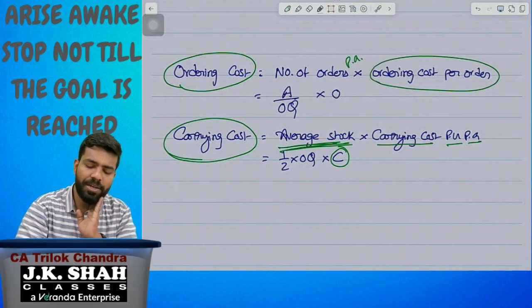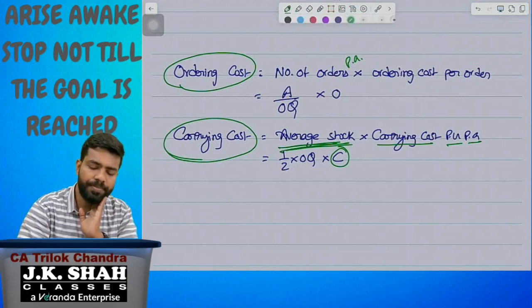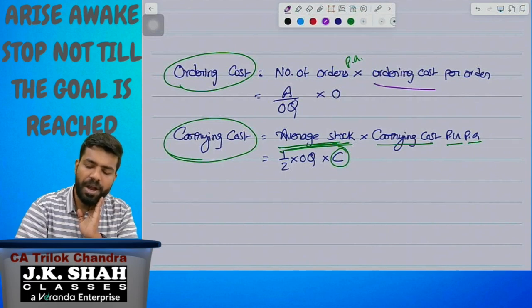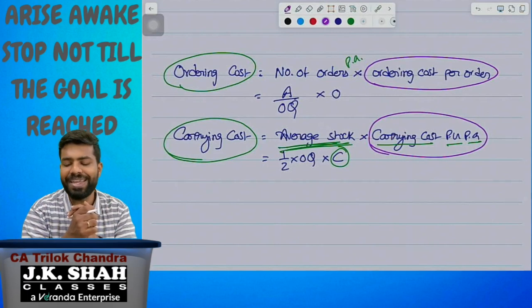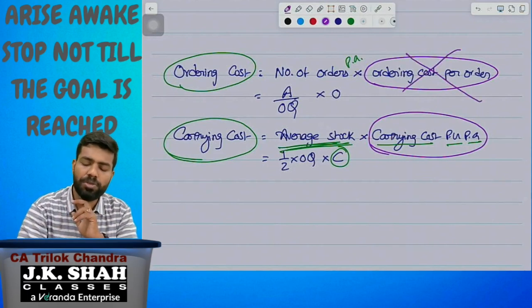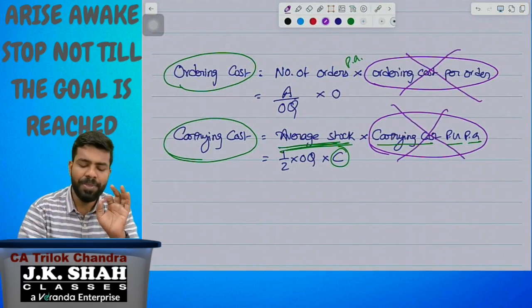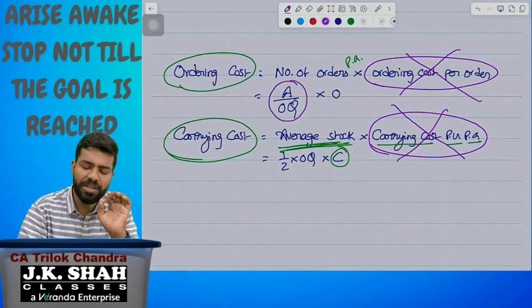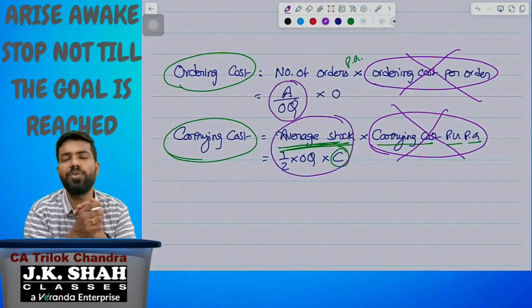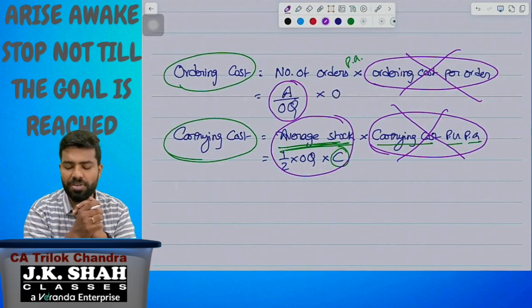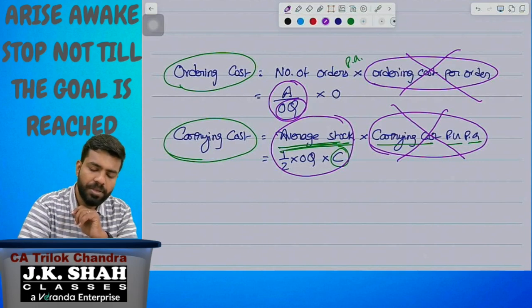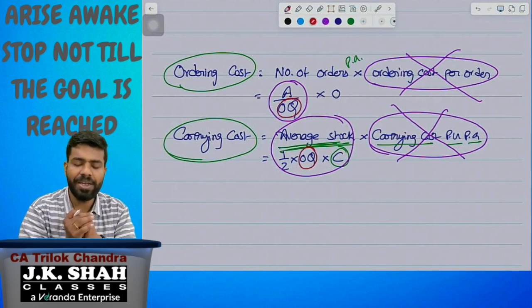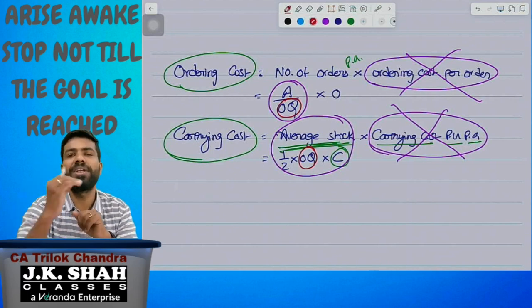Ordering cost per order and carrying cost per unit per annum is constant. These two we no need to consider. Ultimately, what is going to change is the number of orders and average stock. These two elements change because of the ordering quantity. So ultimately, the cost gets changed because of ordering quantity.